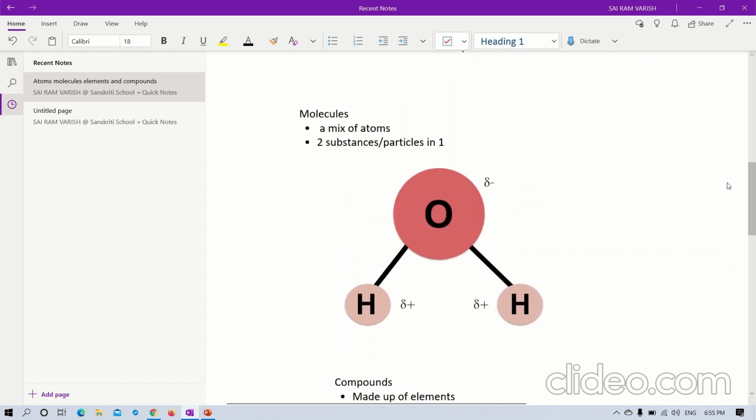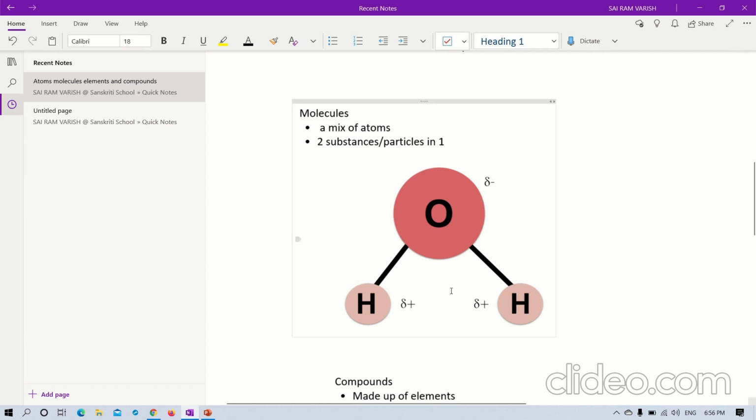So, molecules are very different. Now, molecules are a mix of atoms. Now, as we have seen, elements are made from only one kind of atom, and that is the reason when we break an element, we would find the same substance. But molecules, they are made from different kinds of atoms, or two substances or more substances in one molecule.